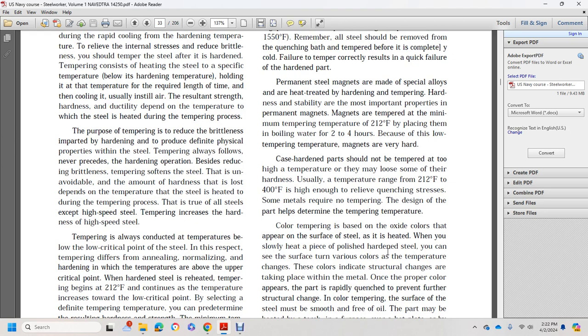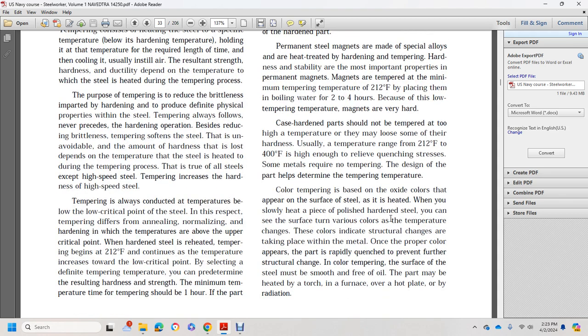Case hardening parts should not be tempered at too high a temperature, or the magnet may lose some of its hardness. Usually, the temperature range is between 212 degrees Fahrenheit and 400 degrees Fahrenheit. Fine enough for the relief of the quenching strength of the metals required with no tempering. The design of the parts helps to determine the tempering temperature.